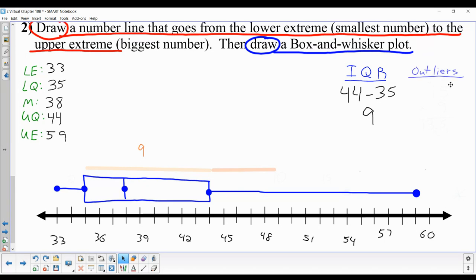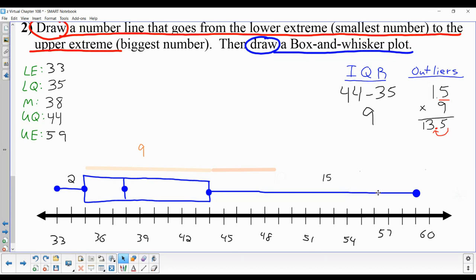So to find any outliers, you take your 9 and multiply it by 1.5. If you do so, you get 13.5. One number after the decimal, you move your decimal over 1. That 13.5 is the max distance your whiskers are allowed to be. Your lower whisker goes from 33 to 35. That's only 2 in length. But your upper whisker goes from 44 to 59. That is 15 in length. But the whisker is only allowed to be 13.5. That means you have an outlier.